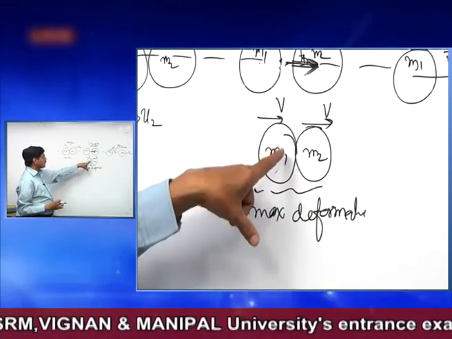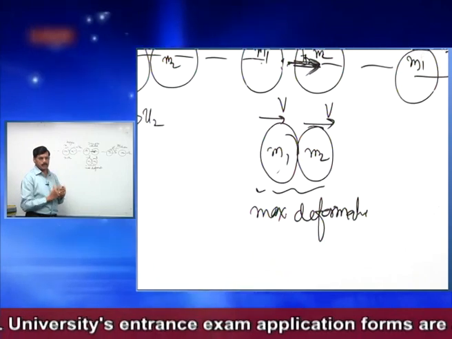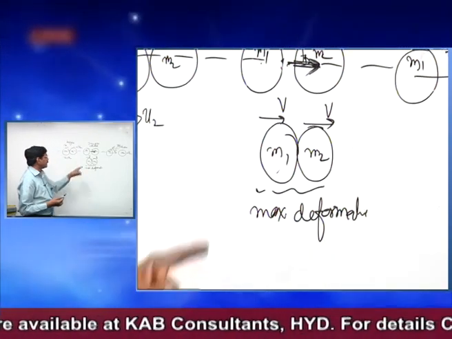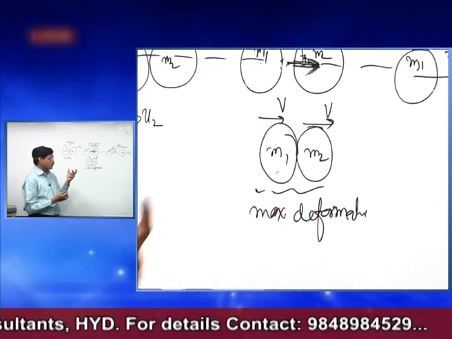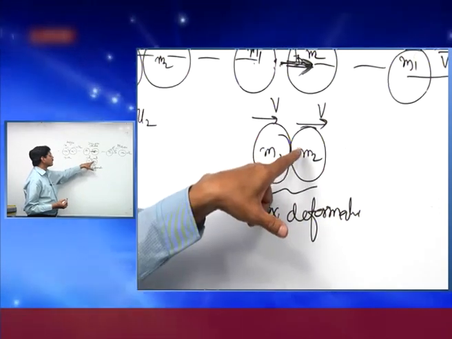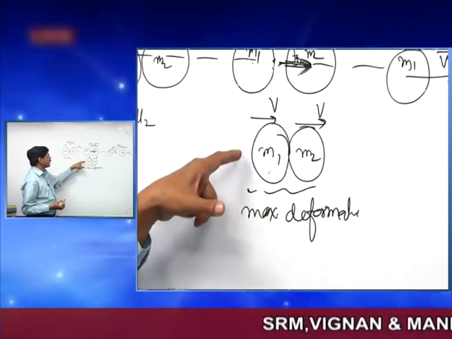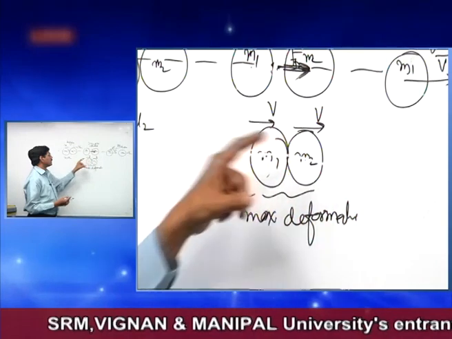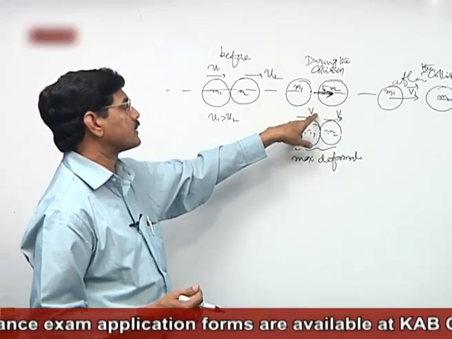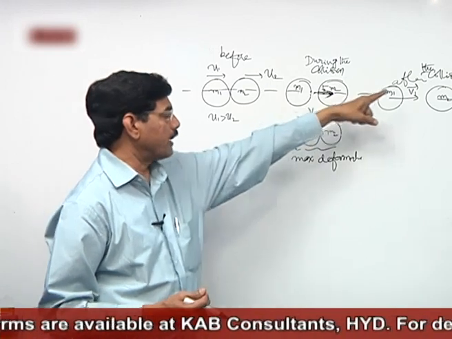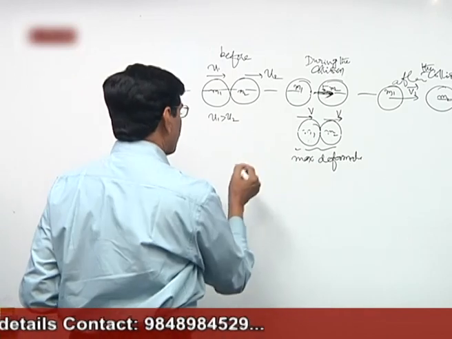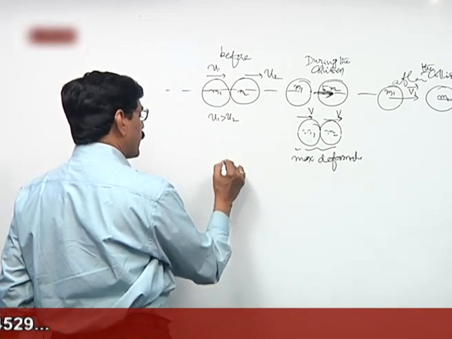Next, what happens? Now both the spheres are under maximum deformation, and because they possess elastic property, they will try to restore to the original shape. The bodies will try to come back, so restoring forces will act in this direction, increasing the velocity to v1 for the first ball and decreasing the velocity to v2 for the second.